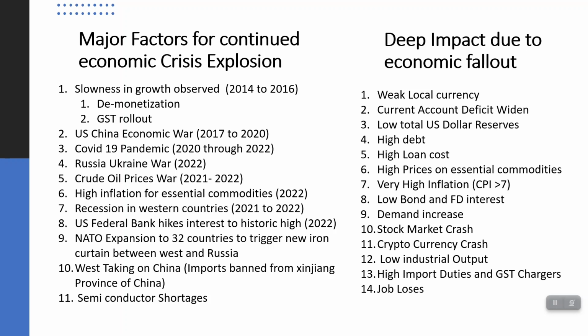NATO, West, and European countries are also taking on China by heavily investing $600 billion towards infrastructure projects, similar to that of China's One Belt, One Road projects. This is to counter the Chinese influence, and the US has also banned Chinese goods from the Xinjiang province of China due to a known issue of forced labor of the Uyghur Muslim population.